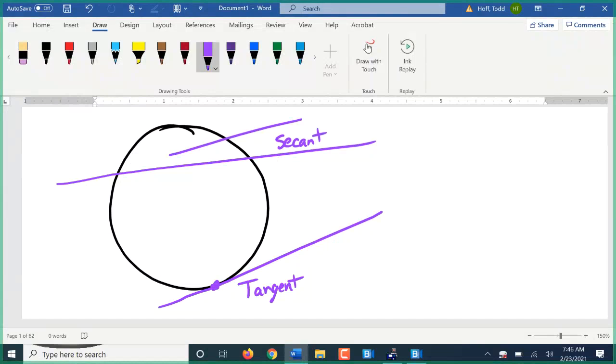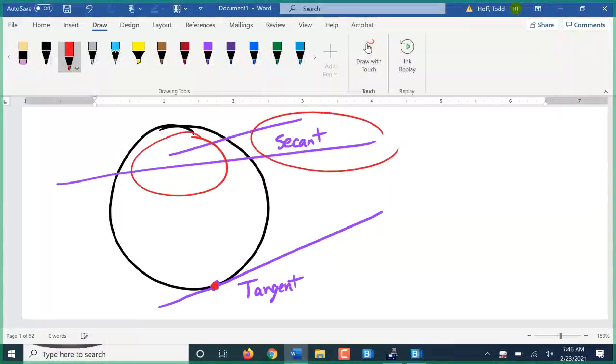Now, technical definitions. A tangent is a line that all of its points are outside of the circle except for exactly one point that is on the circle. That's that point of tangency, that one point where it touches the circle. All the other points are completely outside of the circle. A secant's technical definition is a line that contains some points inside the circle and some points outside the circle.